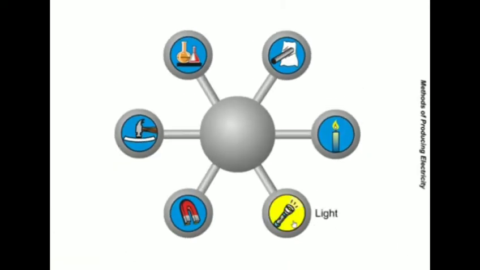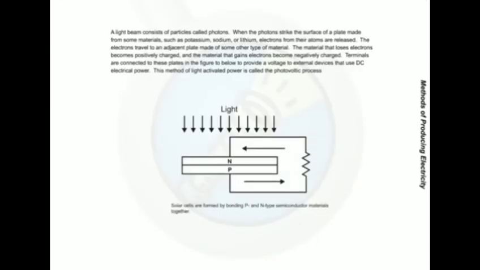Light. A light beam consists of particles called photons. When the photons strike the surface of a plate made from some materials such as potassium, sodium, or lithium, electrons from their atoms are released. The electrons travel to an adjacent plate made of some other type of material. The material that loses electrons becomes positively charged, and the material that gains electrons becomes negatively charged.